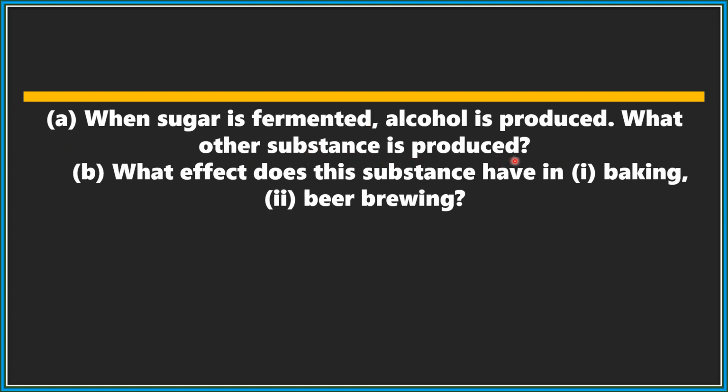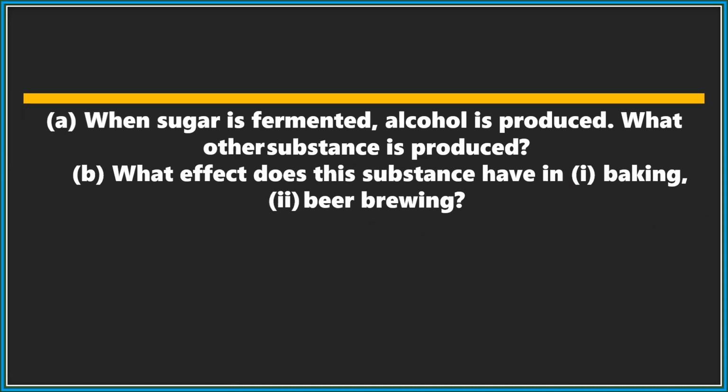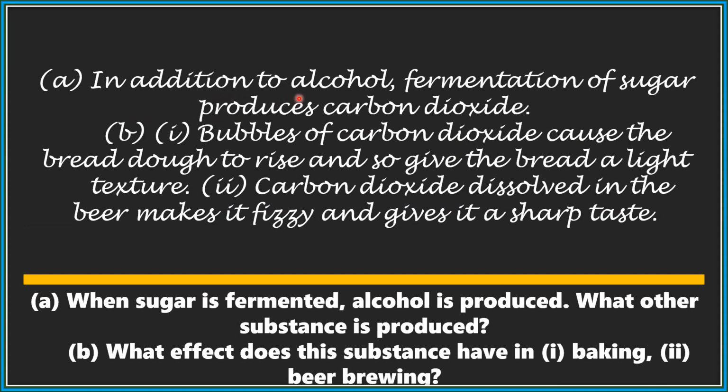What other substance is produced? What effect does this substance have in baking and beer making? In addition to alcohol, fermentation of sugar produces carbon dioxide. Bubbles of carbon dioxide cause the bread dough to rise and so give the bread a light texture. Carbon dioxide dissolved in beer makes it fizz and gives it a sharp taste.